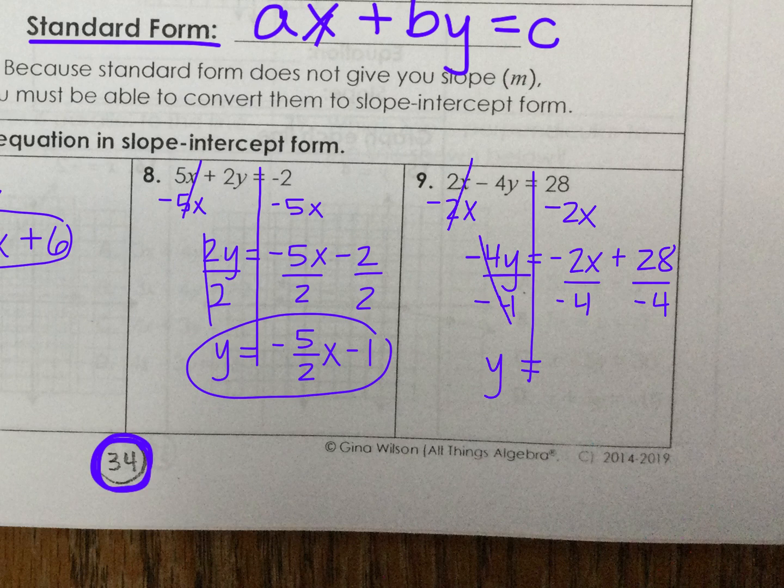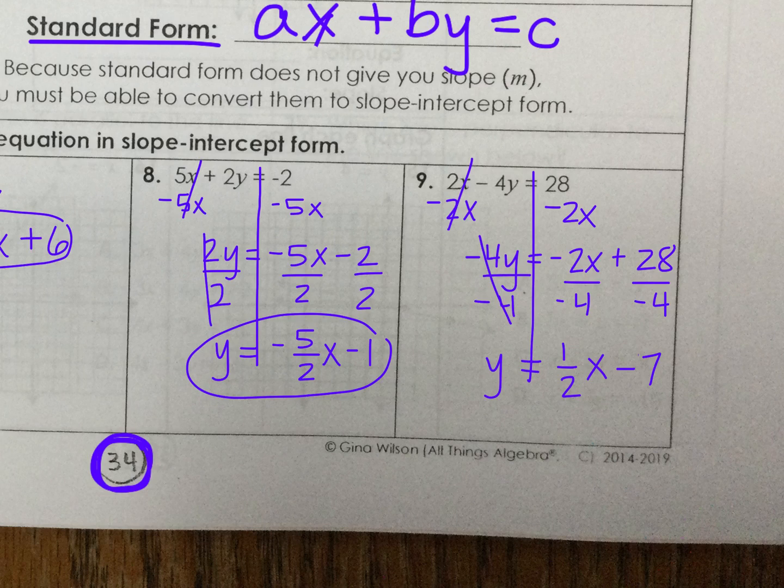If you type that as a fraction, you end up with 1/2 x plus, well, actually it's not plus. 28 over negative 4 would be negative 7. You can either have minus 7 or plus negative 7. Either way is completely all right. I think it's better just to write minus because it's less effort.